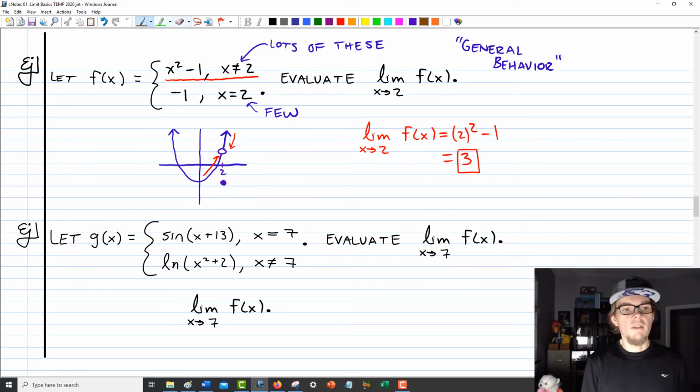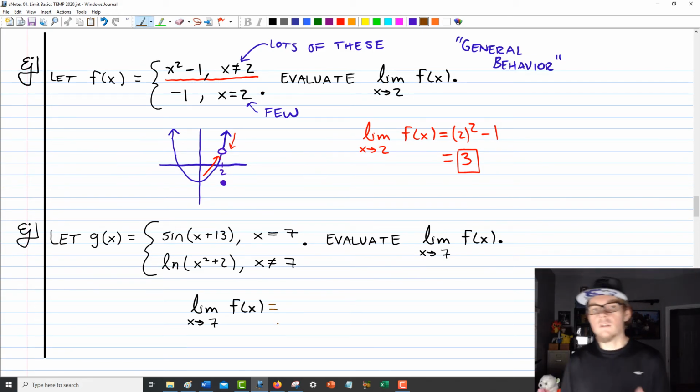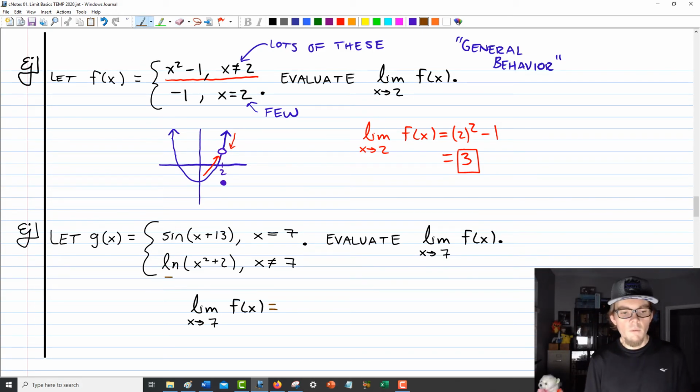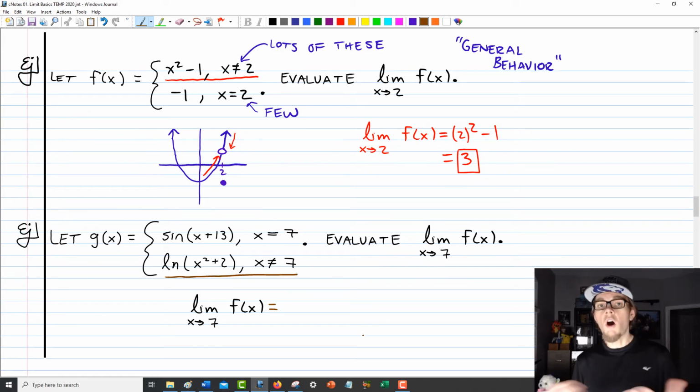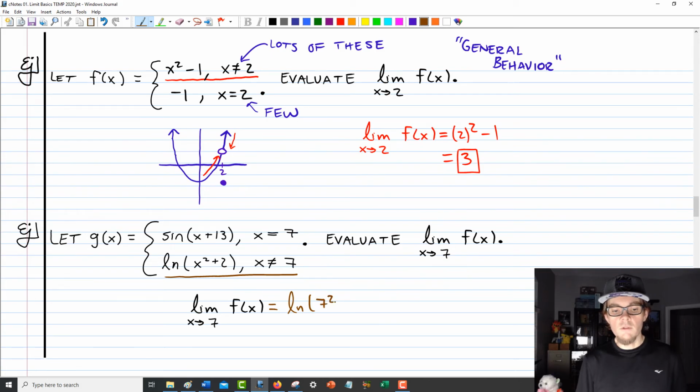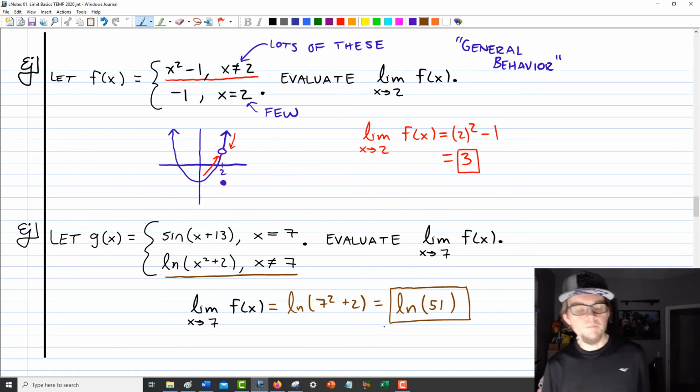And it's not really a trick. I'd rather you think about it conceptually. We want to use all the points that are happening around 7, rather than just what's happening there. So we're once again going to choose the one that involves all the other points around there. We'll directly substitute in because we're just trying to figure out what the trend is, what the behavior is, not what's specifically happening at that one single point. And I have to think about this. ln 51, yes, okay. Whew, 7 squared plus 2, it's a rough day.